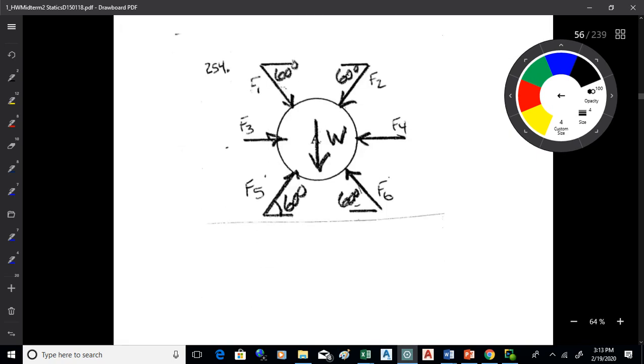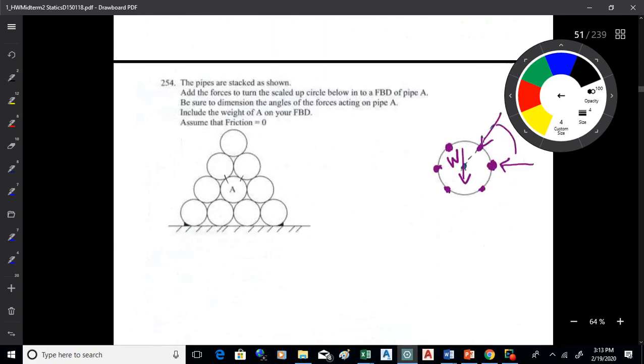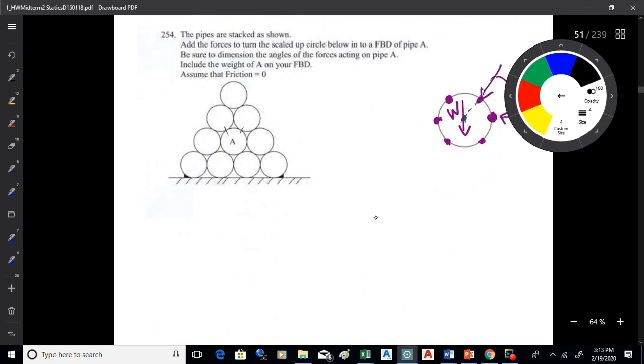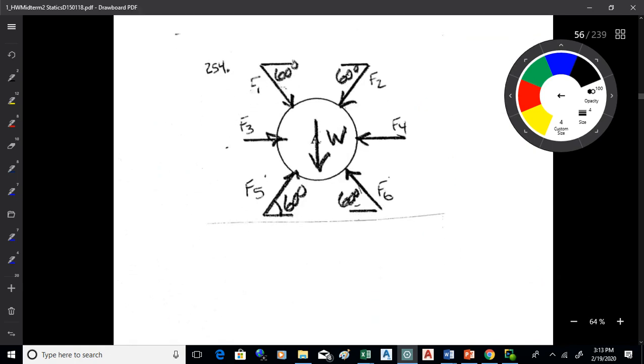All right, the next one there, we got 6 points of contact on that stack of pipes. You can count them. They're evenly spaced. So if you take 360 degrees and divide it by 6, you get 60 degrees. So there's 6 forces, 60 degrees apart. You also have the weight.